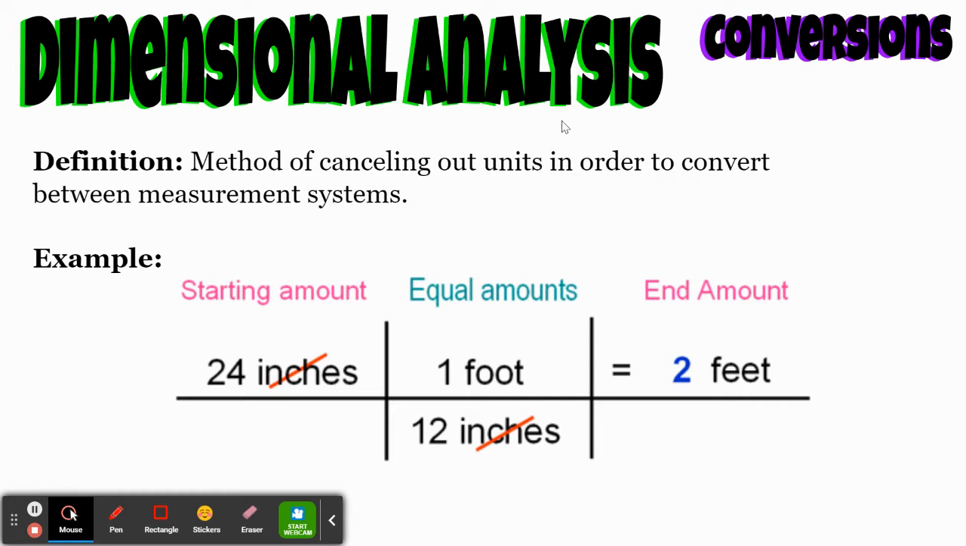A good example here: you can convert between metric to metric and even English to English. So this is an example of English to English. We started with the amount of 24 inches, right? Our conversion factor, we wrote down next: 1 foot is equal to 12 inches. And by dividing by 12 inches, we were able to cancel out the units of inches. So inches divided by inches cancels out. We're left with the unit of feet, which is our ending amount. We'll go through the process on where you put things in just a second, but this is what it's going to end up looking like.